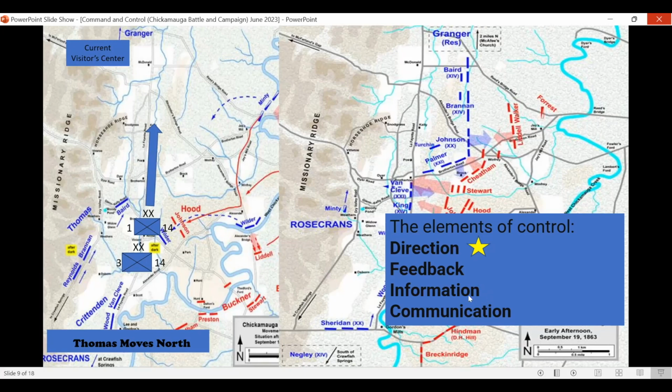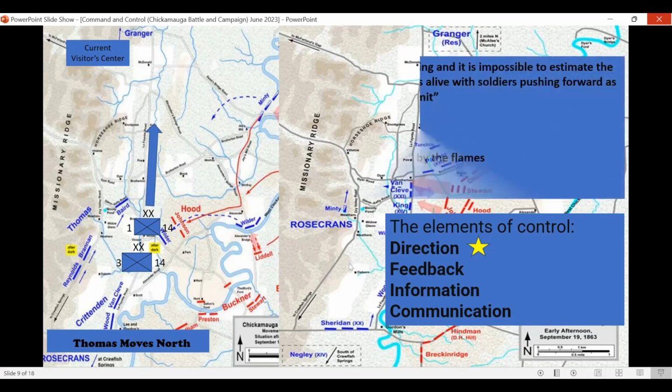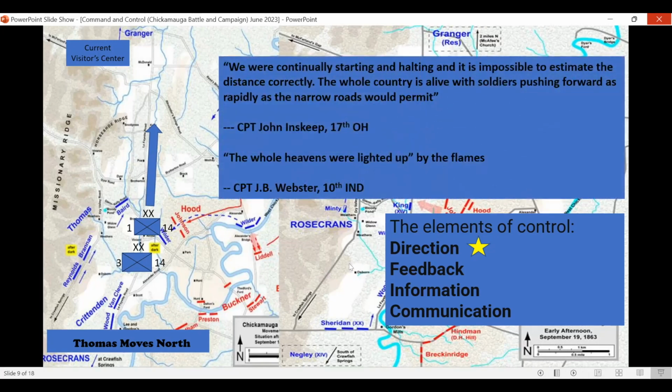And this night march here, it took all night. It's only about 8 miles, but it was the accordion effect that you have with such a large group of men. I've been in it numerous times. And some quotes here from a couple of captains. You see here, "Whole country is alive with soldiers pushing forward as rapidly as the narrow roads would permit."